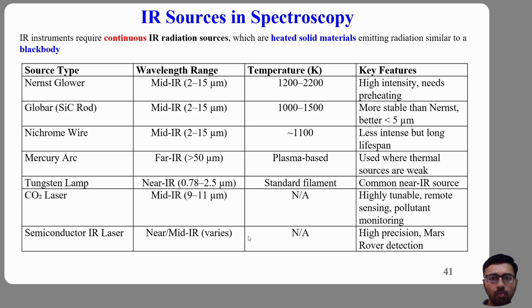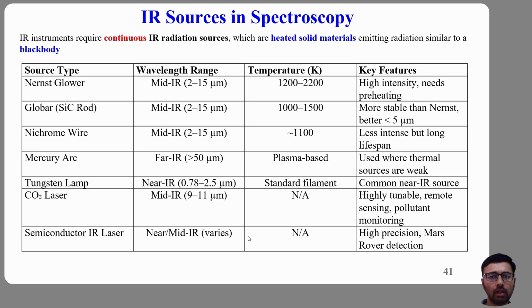Now let us move into the near IR region, approximately 0.78 to 2.5 micrometers. In this region, a simple tungsten filament lamp works extremely well. This is very similar to the filament used in incandescent bulbs. Because tungsten operates at very high temperature, it emits strong radiation in the near IR region.